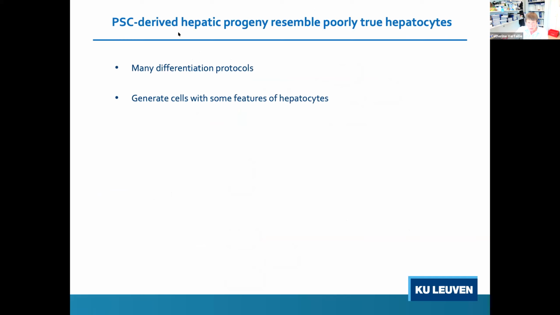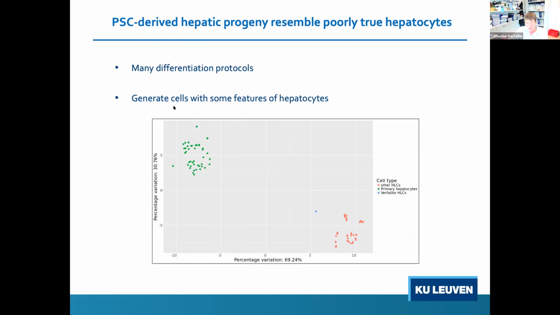So to make hepatocyte progeny from iPS, some of you who are familiar with the field know that there are many differentiation protocols, and they all generate cells with some features of hepatocytes. However, if you look at the cells that you can make in 2D, in green are transcriptome studies of primary hepatocytes, and in red are transcriptome studies of hepatocyte-like cells, as we call them, that are published, and in blue, the cells that we made a few years back.